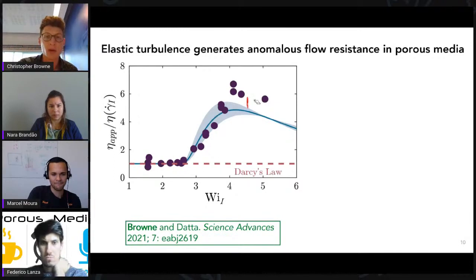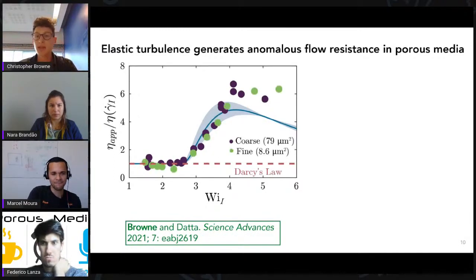We think we understand that as some extensional viscosity effects that we've neglected for simplicity, but this seems to be a fairly general thing across different media. I have two here, and there's kind of a third one that we have in the lab as well. That indicates that for spherical bead packings, this is a fairly general phenomenon.